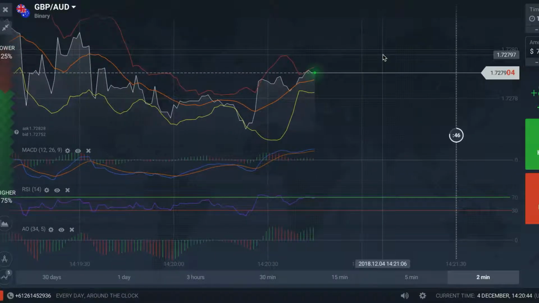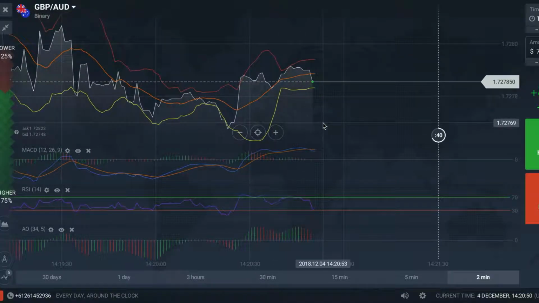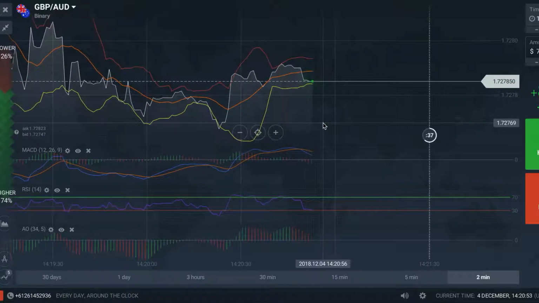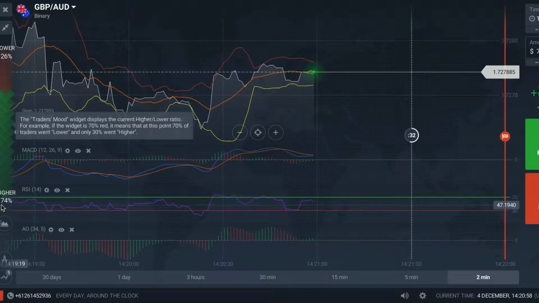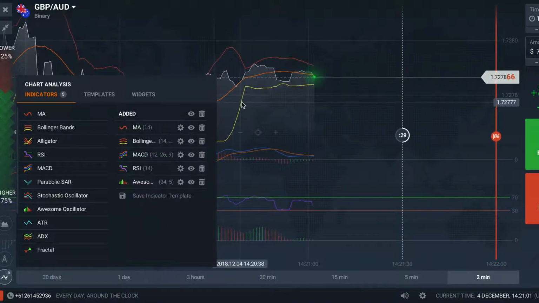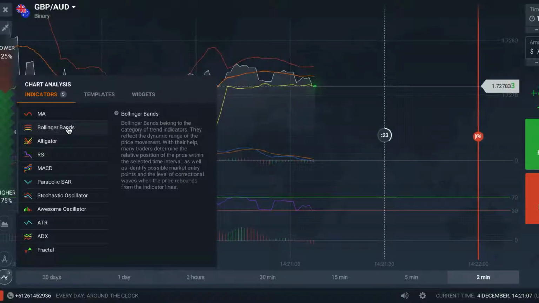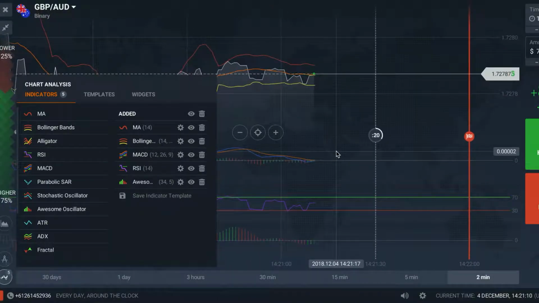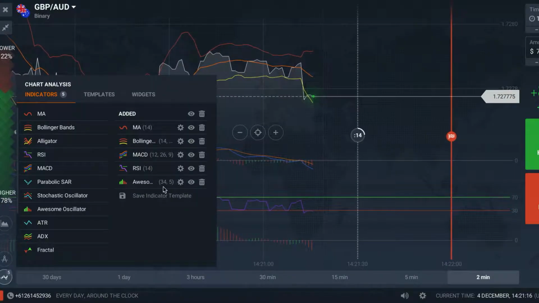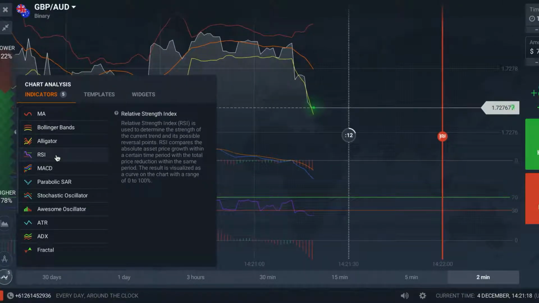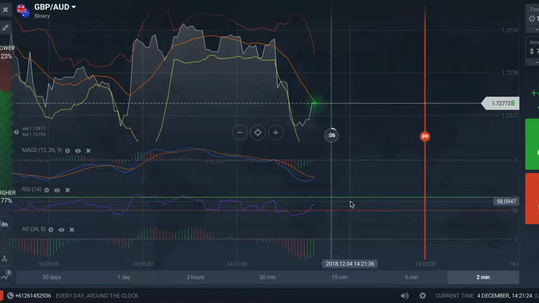The indicators that I'm using are really nothing new. They're not complicated to understand, they're pretty simple actually. The top one that you see is basically the Bollinger Bands. All of these indicators are available for free on the platform, you don't have to pay for anything. The second one is the moving average convergence divergence. The third one is the RSI, or relative strength index, and the last one I use is the Awesome Indicator. You can see all of them here.